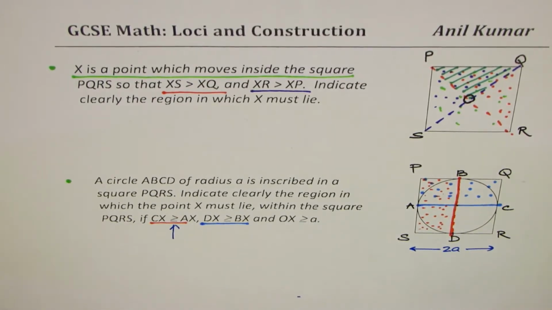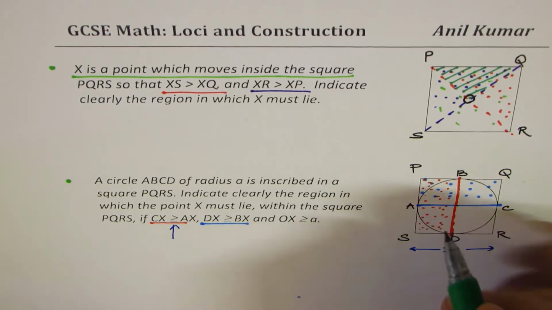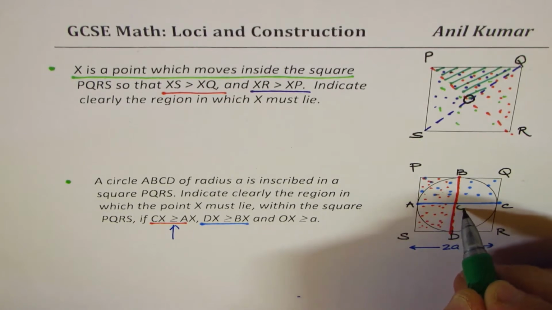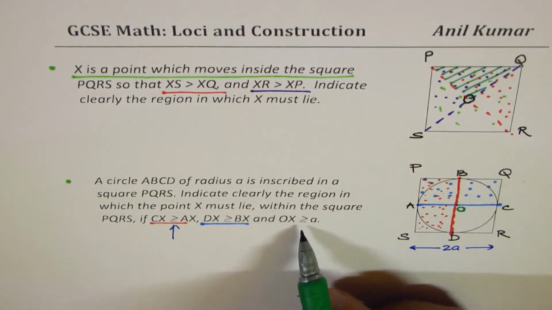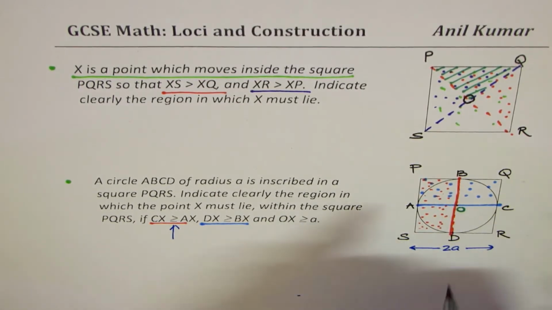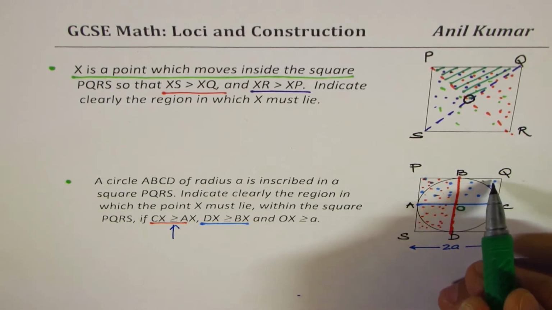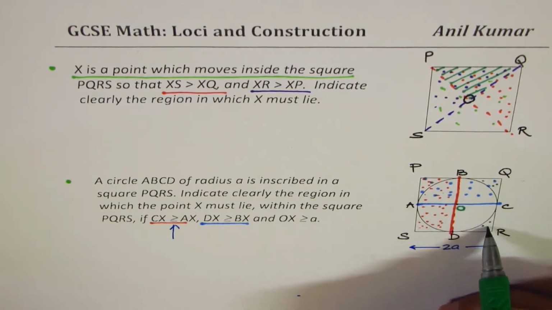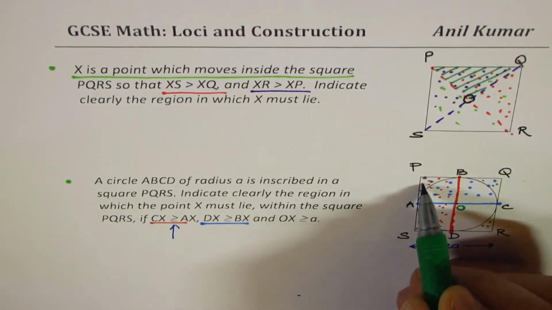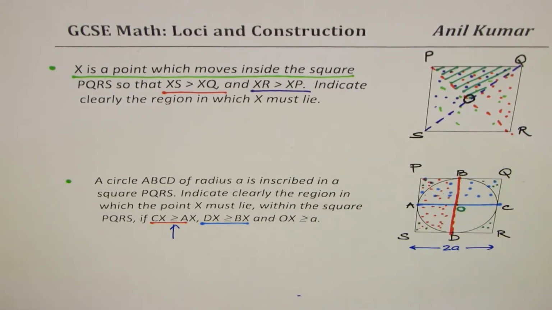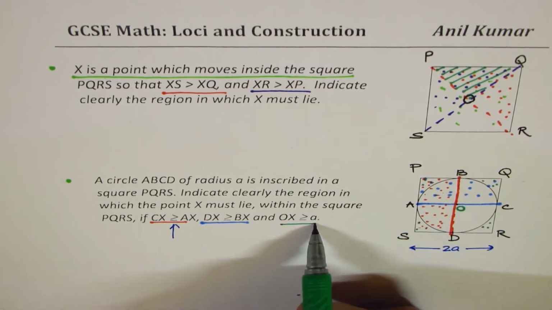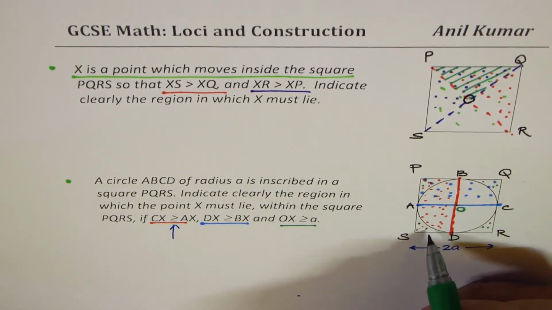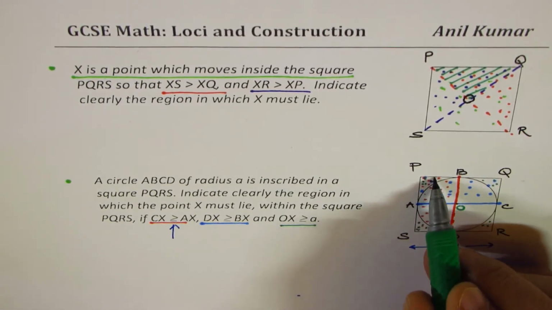And the third condition for us is OX, where O is the center. OX is greater than A. Greater than A means it is out of the circle. Do you see that? Out of the circle. So looking into all these conditions, greater than or equal to, when you combine all these conditions, what do you get?